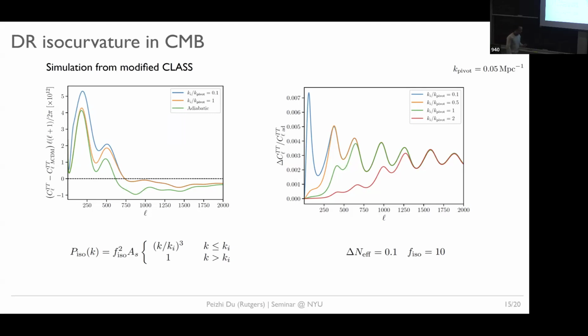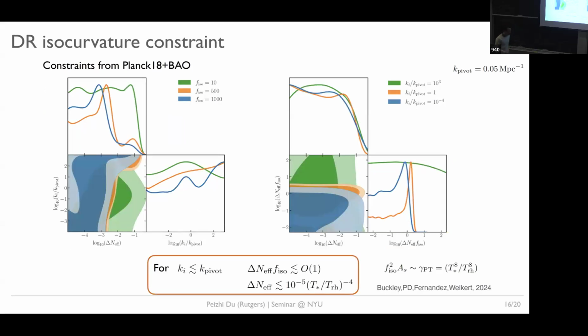Okay, once we see that, we can now run the MCMC scans to apply this to the real data from the CMB. We consider the 2018 Planck plus BAO data set, and we run the MCMC scans and get the posteriors. Since we now have 3 parameters, FISO, Ki, and delta effective, in order to project them to 2D we fix one of them and plot the other 2. So in this first plot on the left, we fix the FISO, the amplitude, and show the constraint as a function of delta effective and Ki.